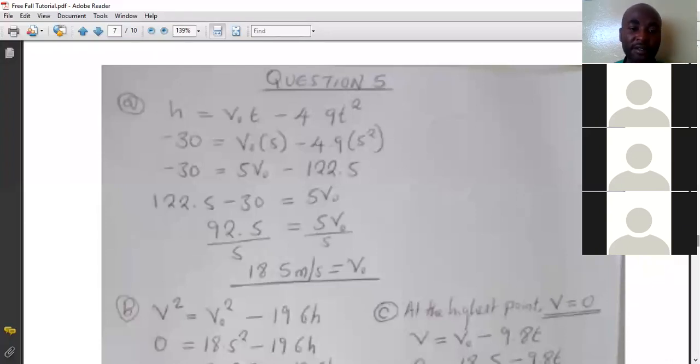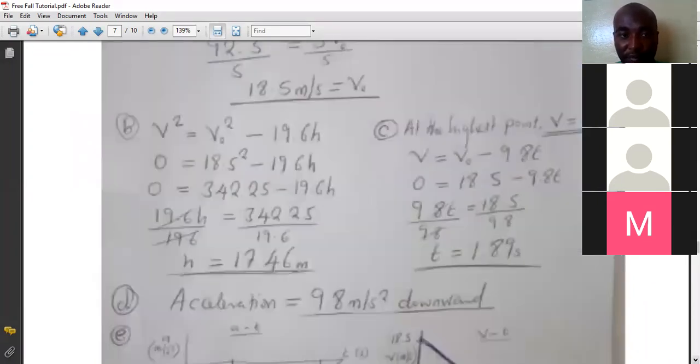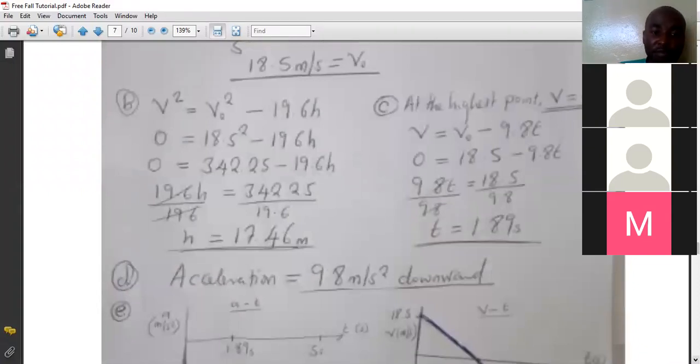When you work this out, 5 squared is 25, times 4.9 gives you 122.5. So negative 30 equals 5 V naught minus 122.5. Then the 122.5 goes to the other side, and when you subtract, it gives us 92.5, which is equal to 5 V naught. Then we divide by 5, and we get 18.5 meters per second.